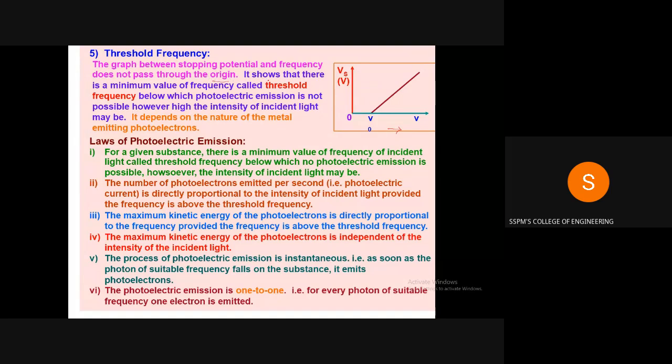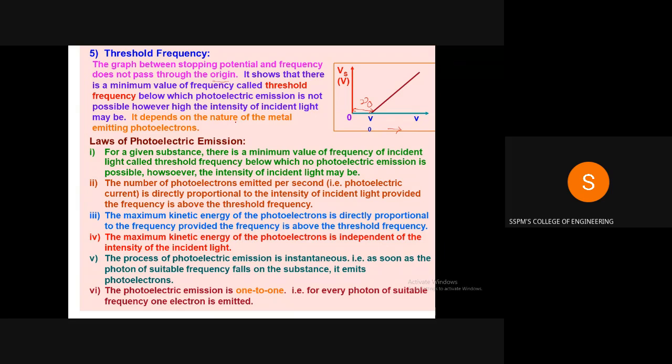This is the property. It shows that there is a minimum value of frequency called the threshold frequency, and it is different for different elements. What is this frequency? This frequency is called threshold frequency. Below it, it is not possible to observe the photoelectric effect, and this threshold frequency is different for different elements. You have to remember this. Below which photoelectric emission is not possible.